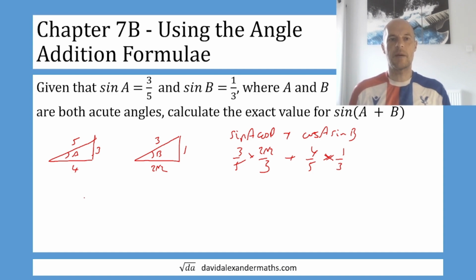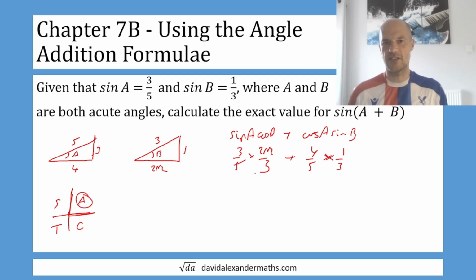It does say A and B are both acute angles. So if we refer back to our cast diagram, as they're acute, that means they must be between 0 and 90 degrees. So all the trig functions are always positive in that quadrant. So we don't need to worry about minus signs here.